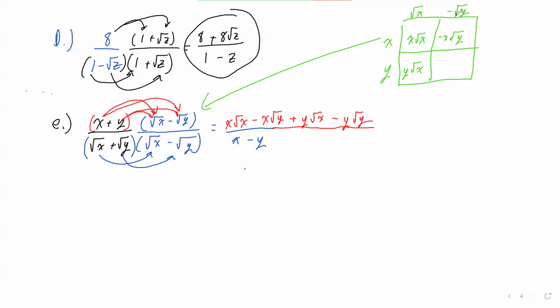Y times negative square root of y, once again, we want to try to cancel those square roots because they're the same, but one's a radical, one's not. I can't actually physically cancel them. So it becomes negative y square root of y. And then in this situation, nothing combines. So you would have to write this one, then this one, then this one, and then this one. Any order you want, actually.